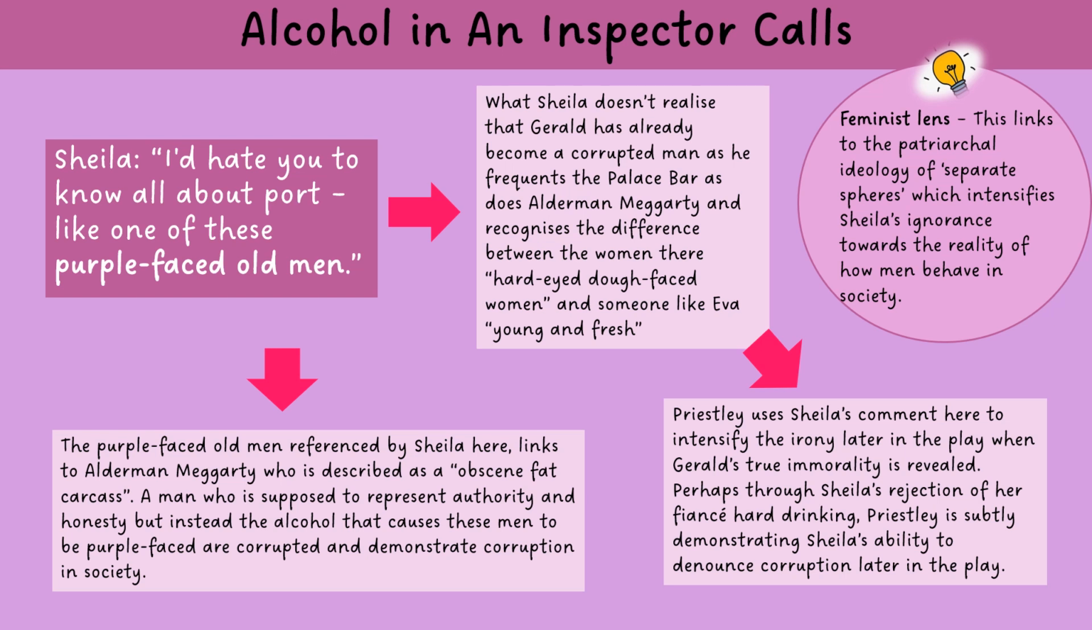Okay, and that reference to the purple-faced old men really links closely to what we find out later about other corrupt members of society. So, predominantly Alderman Meggarty, who the Birling family know, and it reminds me of the description of him being an "obscene fat carcass." So that links with this purple-faced old man, somebody who's indulged far too much, okay, and benefits from their privilege and almost greediness.